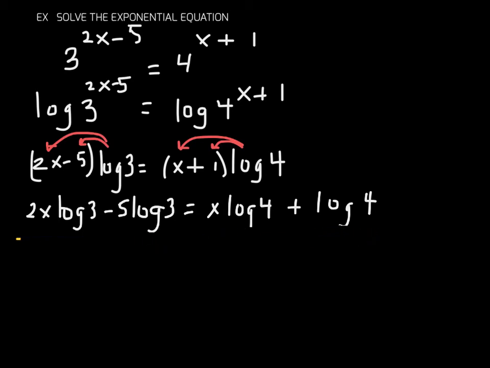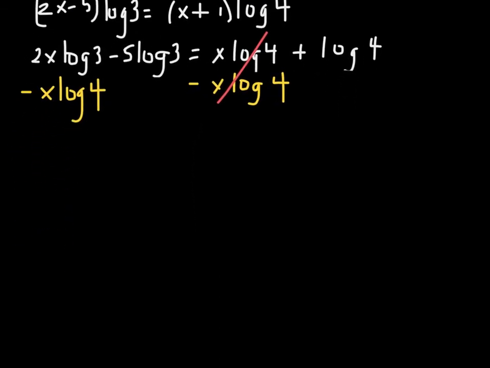So move your variable terms, maybe if you're going to do it like me, to the left. That means you're going to have to subtract this over to the left-hand side, okay? From both sides, of course. Subtract it from both sides. So on the right, obviously these cancel out. And now the left-hand side becomes 2x log 3 minus x times log 4.